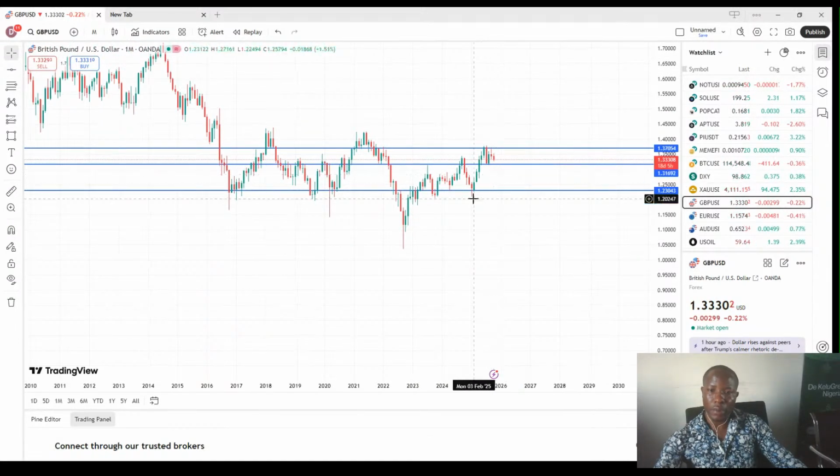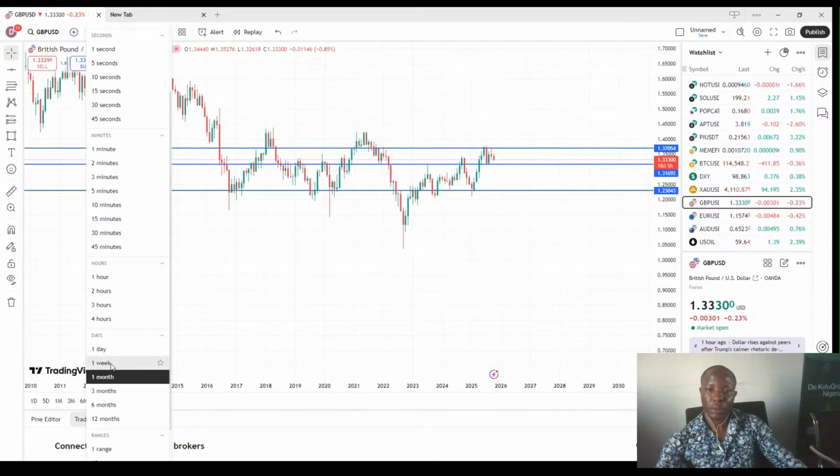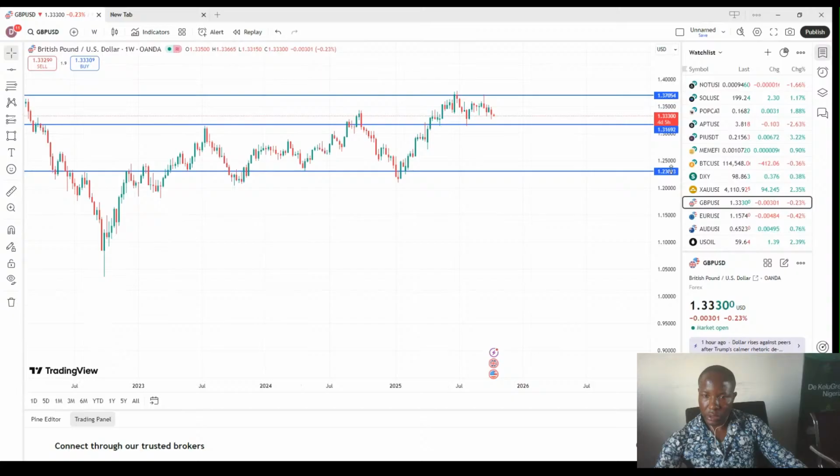So GU has been going to the upside, but right now I don't know. In the monthly, it's trying to range. So let's see what the weekly has to say about it. What chart pattern is the weekly showing us?